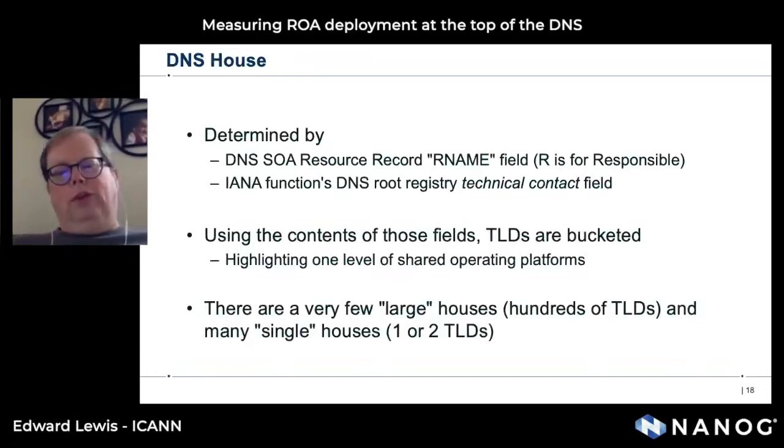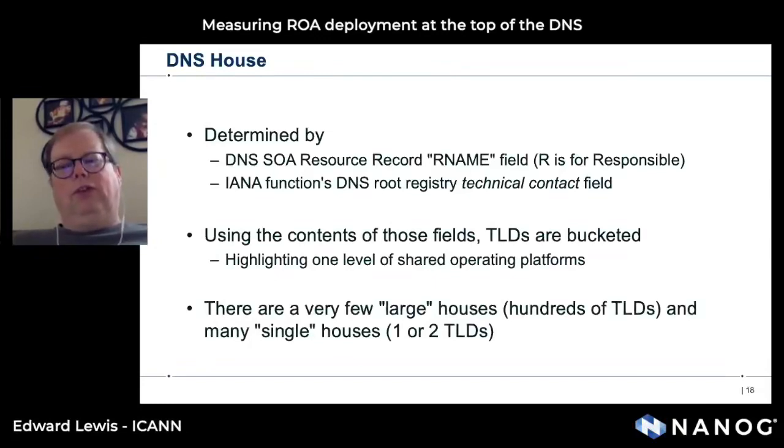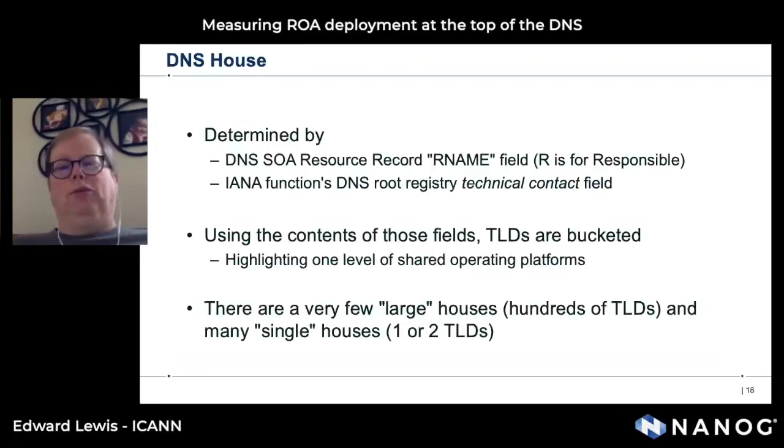Now, in doing this, there are very few large houses, large meaning they have over 100 TLDs out there. There's a couple of them out there. And there are many single houses. It's the typical long tail where we have many that only do 1 or 2 TLDs. Now, typically the large houses are the commercial places, the commercial operators that have done TLDs in bulk. The single houses tend to be the CCTLDs that are running their own systems for whatever reason they have, for whatever purpose they have.